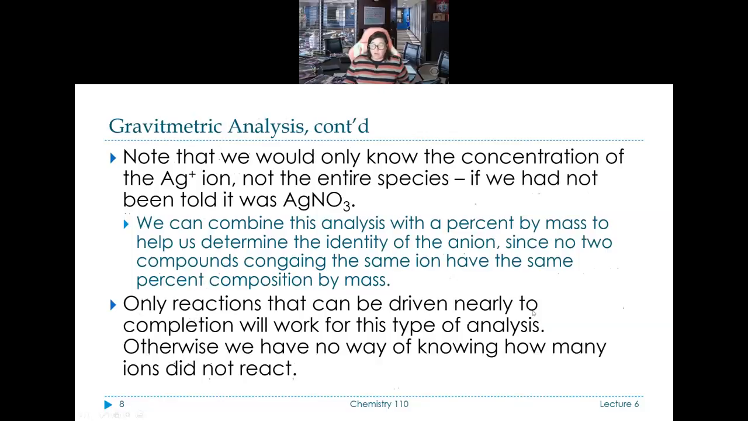Only reactions that can be driven nearly to completion will work for this type of analysis. Otherwise, we have no way of knowing how many of the ions did not react. So how can we force that? Well, we'll talk about that a little bit later. There are ways that we can force this to go forward, even if it's not a reaction that normally goes to completion, and we will talk about how we do that later. Right now, we're going to continue to talk about some of these reactions that we do to figure out what we're working with.